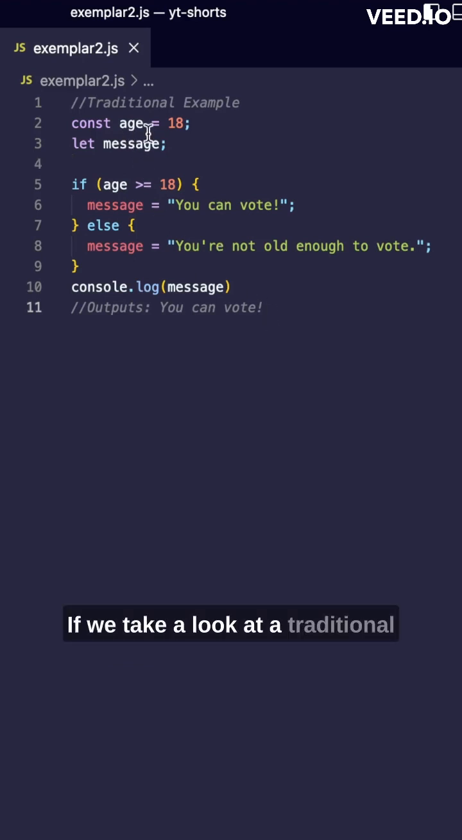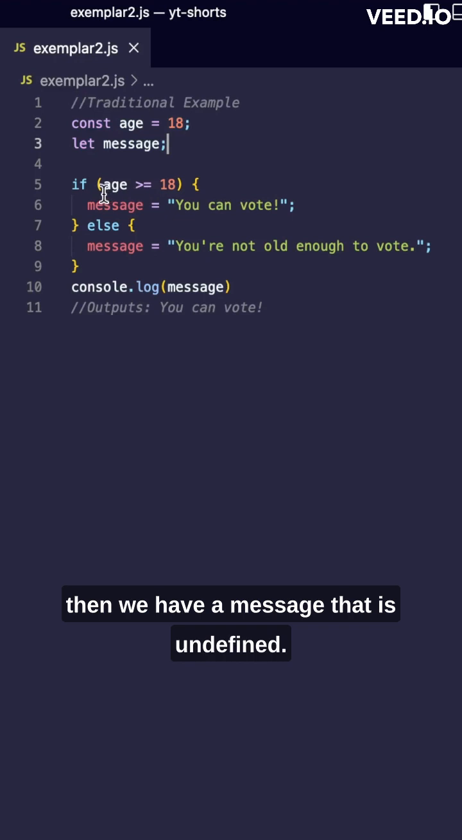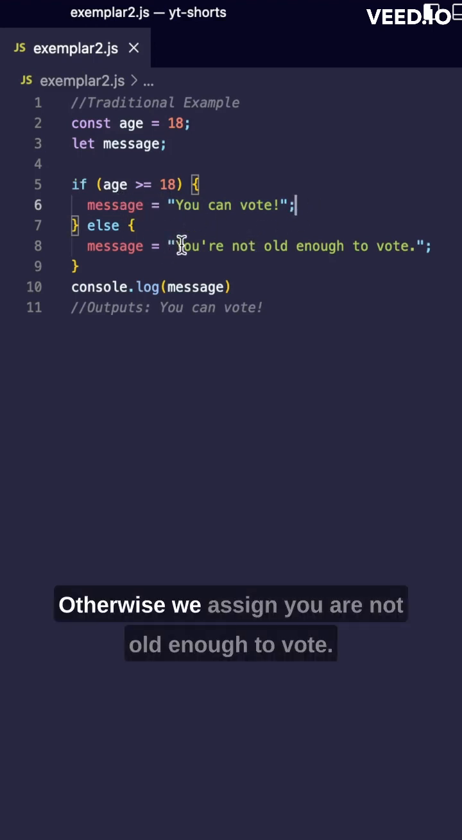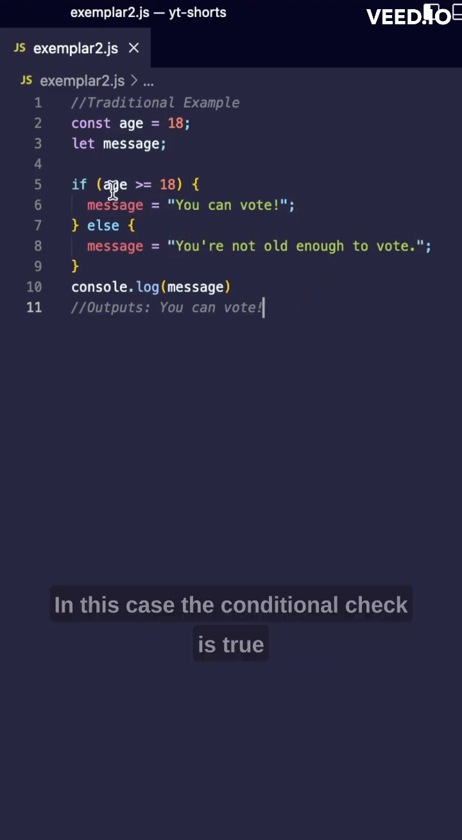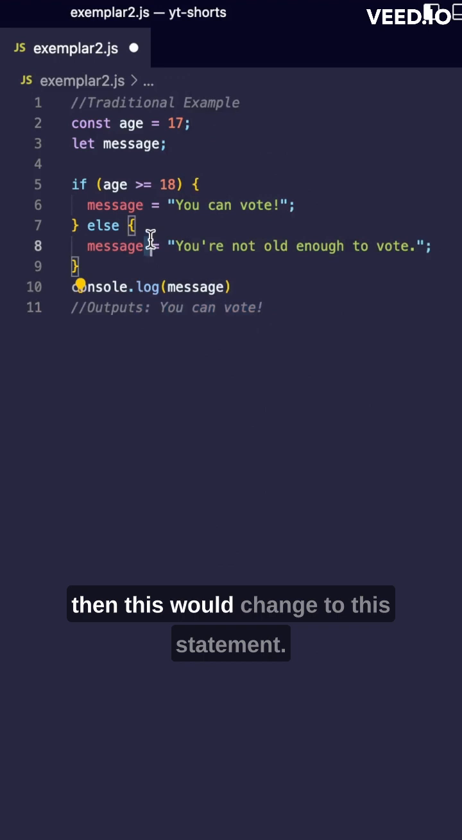If we take a look at a traditional example, here we have a const age and then we have a message that is undefined. We come to this if else block and we check if age is greater than or equal to 18. If it is, we assign "you can vote" to message. Otherwise, we assign "you are not old enough to vote." In this case, the conditional check is true and so we output "you can vote." And if I change this to 17, then this would change to this statement.